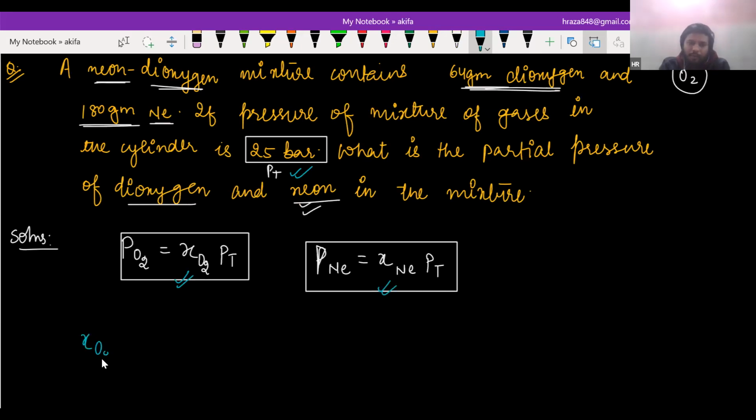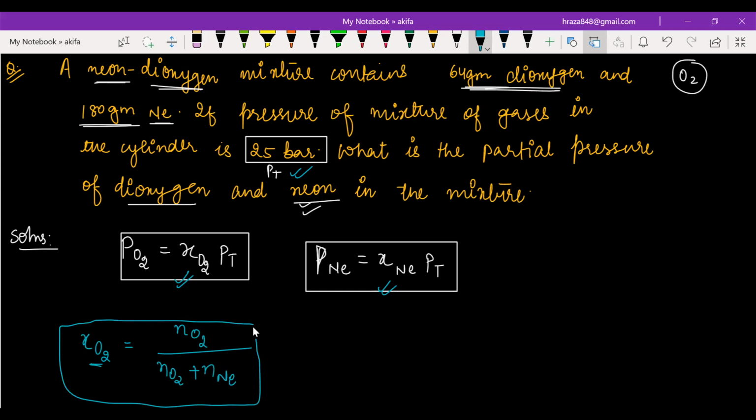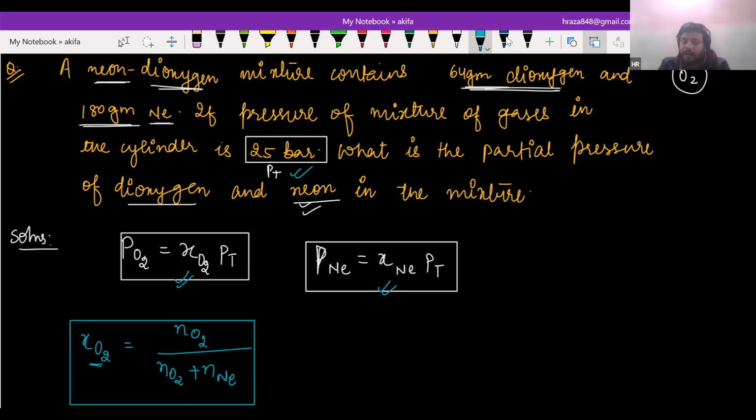So mole fraction has a formula. The mole fraction of O2 will be equal to number of moles of O2 upon number of moles of O2 plus number of moles of Ne, the other gas present, neon. We need number of moles and only mass is given. Number of moles of O2 will be given mass upon molar mass. Given mass is 64 gram and molar mass of O2 is 32. That means it is 2 moles.